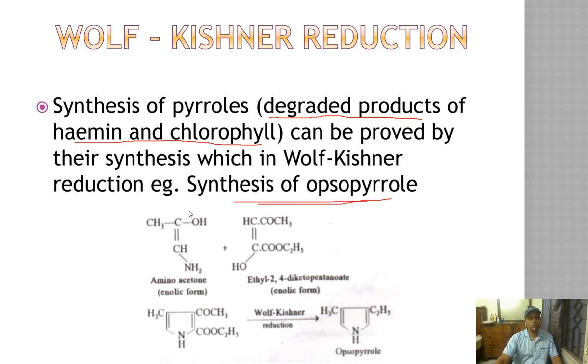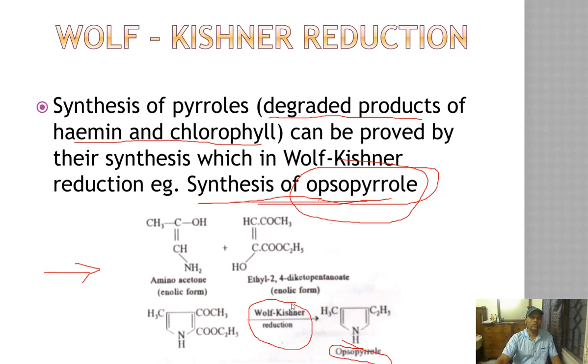So you're going to do the reaction and prepare this oxopyrrole, and you're comparing that by comparison. So you're going to prove that the degraded products are hemin and chlorophyll, and this is just as an example. So synthesis of oxopyrrole is shown here using Wolff-Kishner reduction reaction.